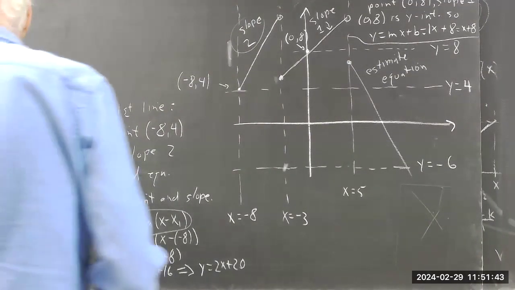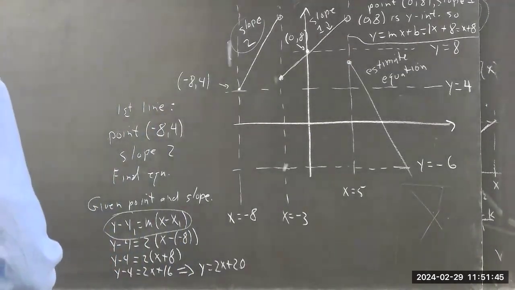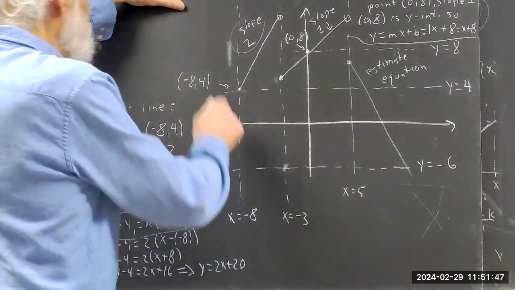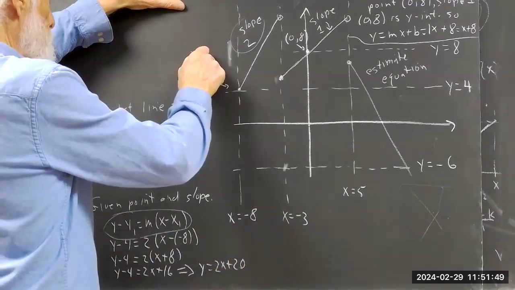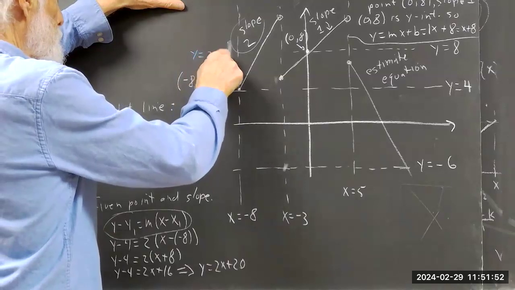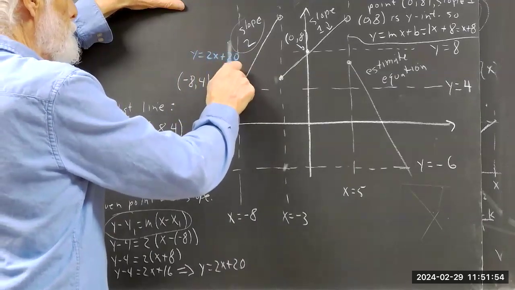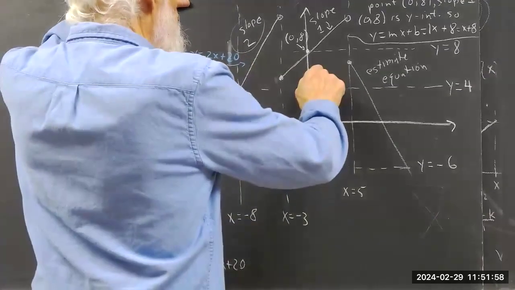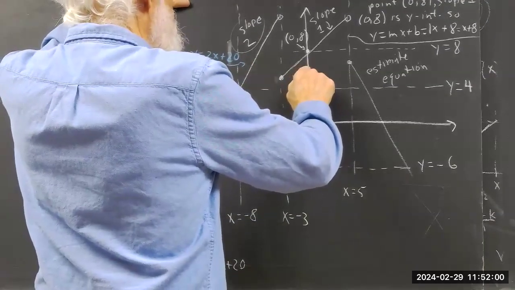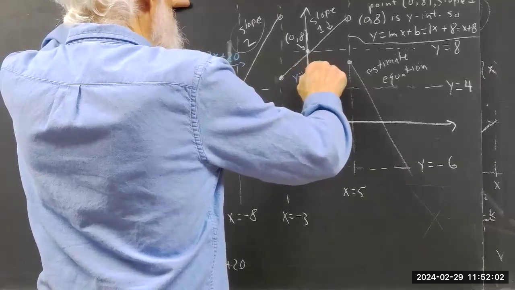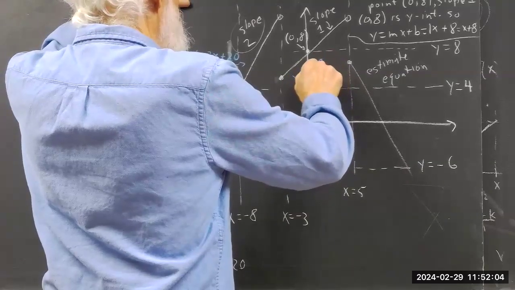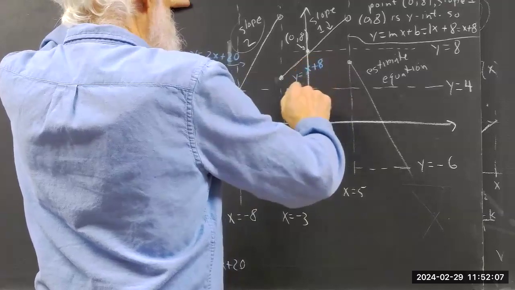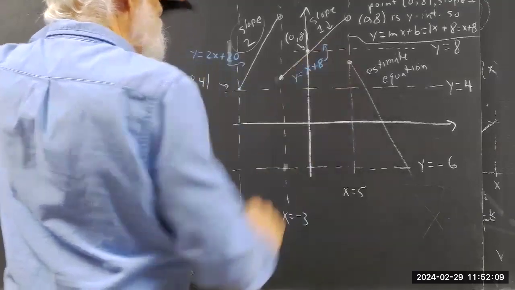Okay, so we can label these two lines with their equations. Y equals 2x plus 20. And y equals x plus 8.